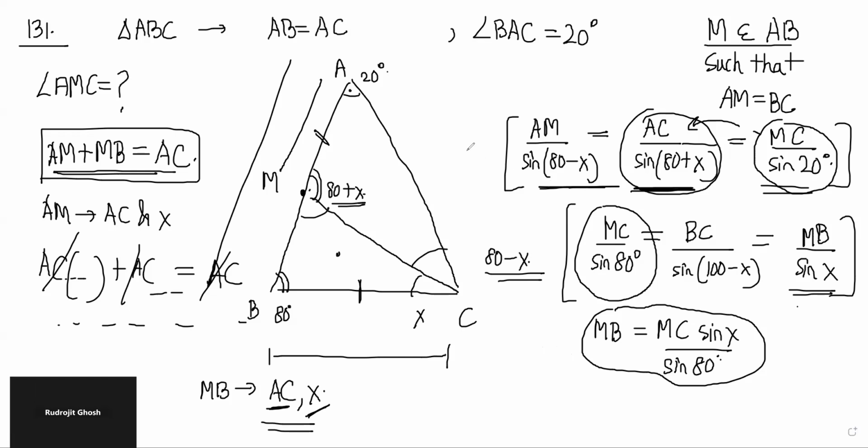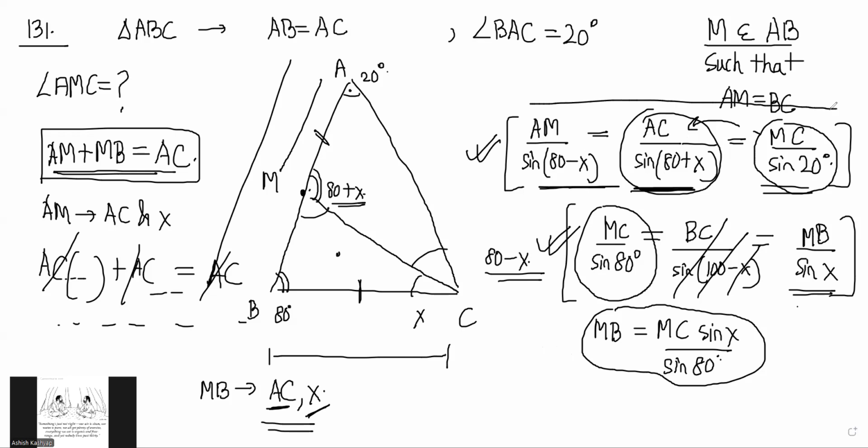Basically, the point is there are two sine rule expressions. Our job is to somehow get x. So what we will do is remove unnecessary stuff. I'm actually not even using this part AC. No, I'm using everything here.